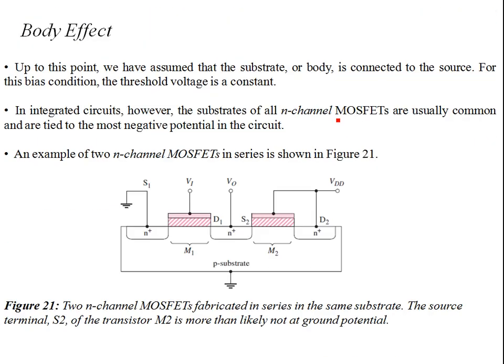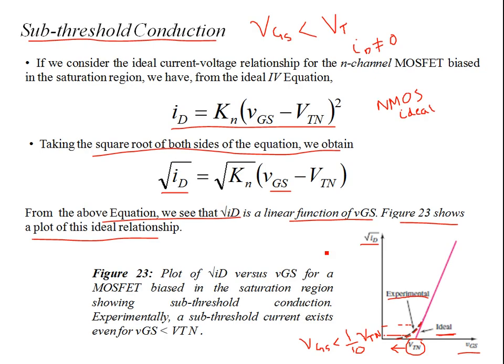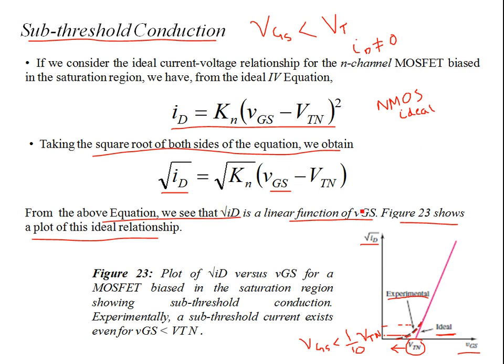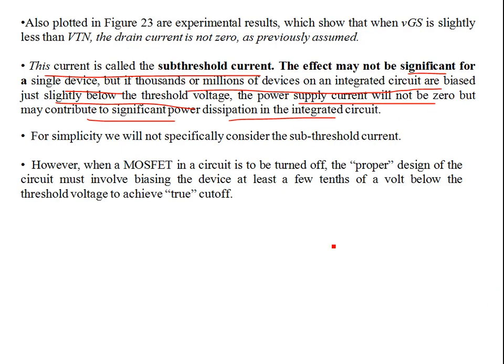Our case was, when we considered the body effect, we had two NMOS devices, M1 and M2. Now, if you go on and fabricate up to Mn devices, where n is at least 2, there could be 100 devices. With the body effect, you will have the sub-threshold current, and this sub-threshold current won't be insignificant. So in order to turn off the device, you must have this VGS at least 1/10 of the threshold voltage. For simplicity in the analysis, we won't be considering the sub-threshold current.